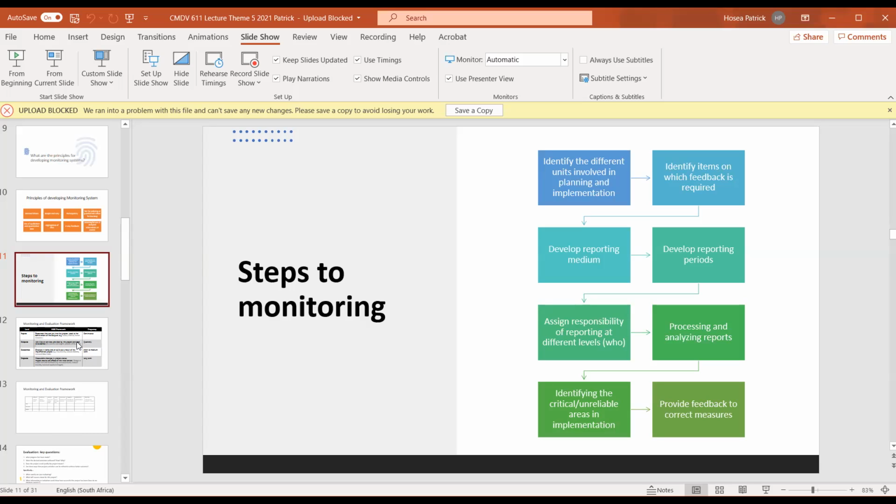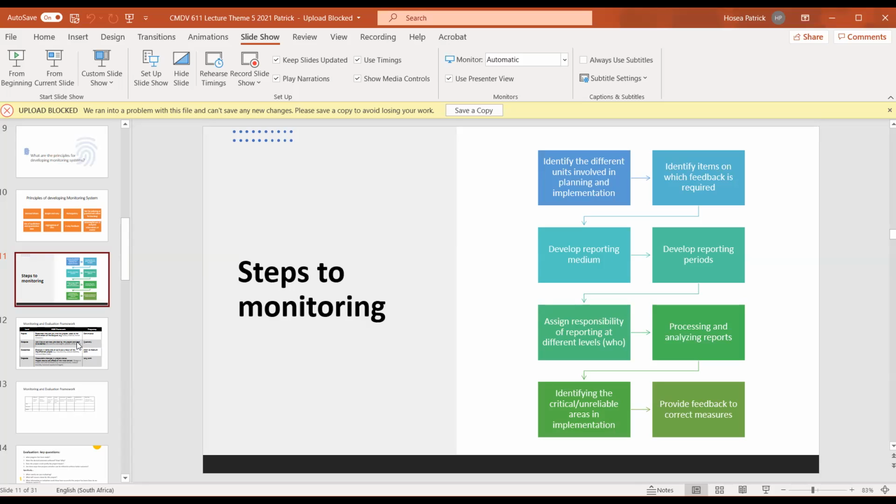And then you develop the reporting periods. Is it going to be weekly? Is it going to be daily? Is it going to be annually? And the likes. We spoke about these periods when we were discussing project documentation. So you have to develop the reporting period, and then you also assign responsibility of reporting at different levels. Who is responsible for reporting what at each level? So that has to be decided.